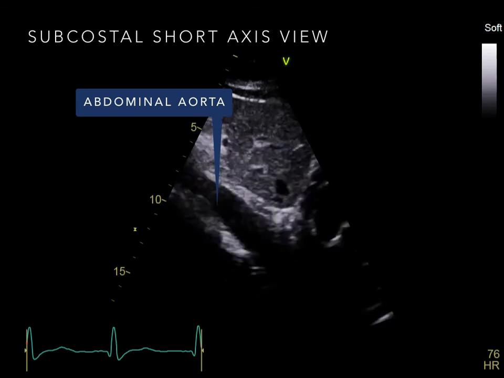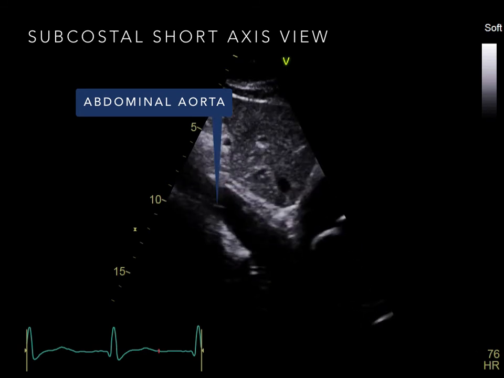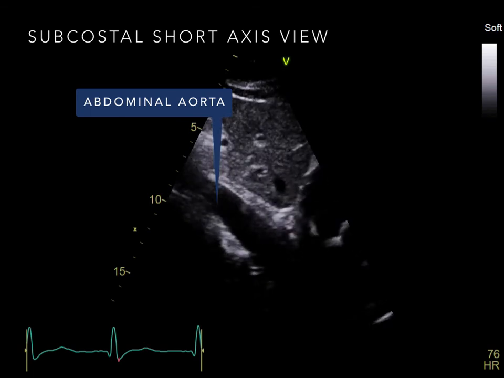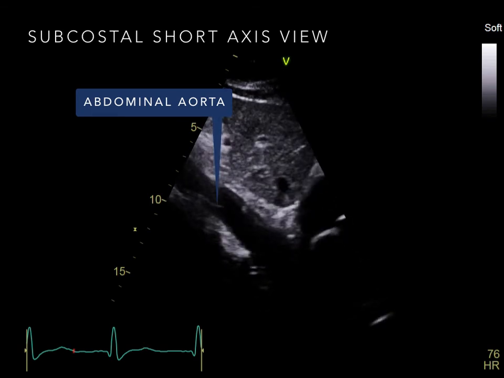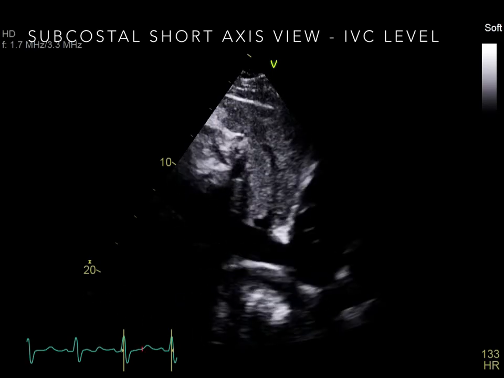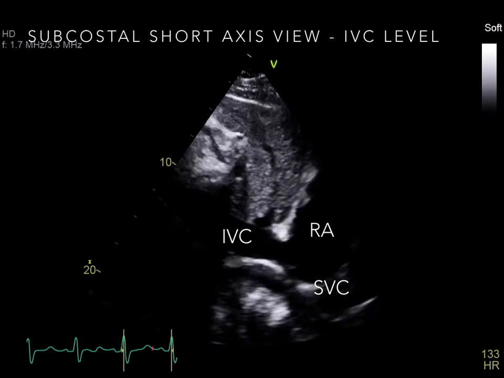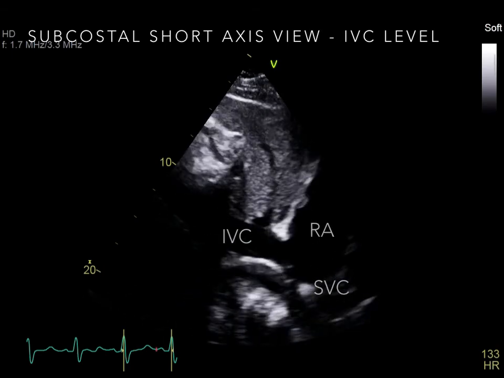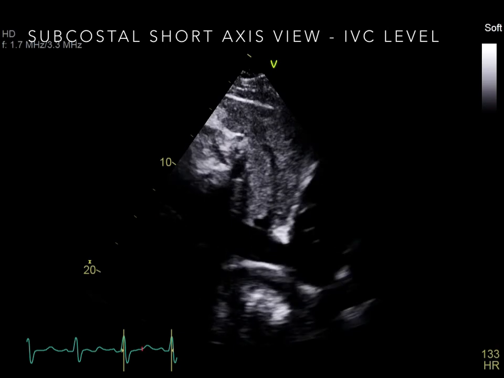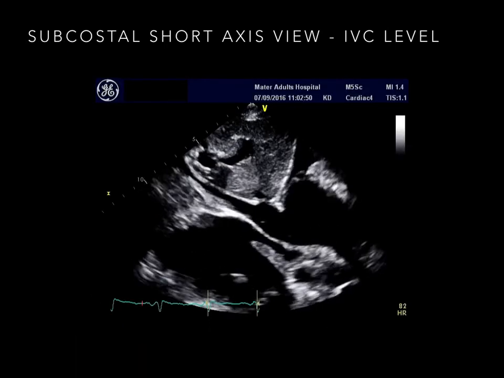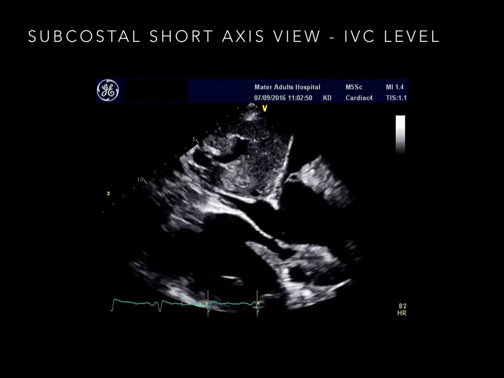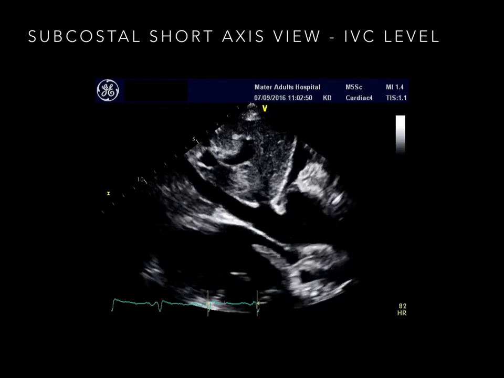If we're angling the transducer towards the patient's left, we'll obtain an image of the abdominal aorta. By sweeping the transducer from the midline toward the right, we'll find the IVC. The inferior vena cava can be seen draining into the right atrium. Respiratory variations in IVC diameter are important measurements in ICU echocardiography.